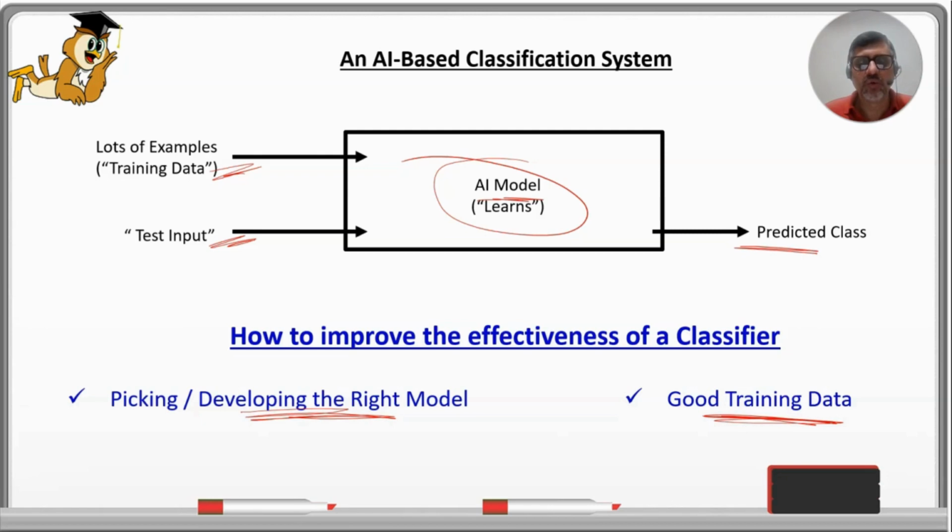So the two ways to improve the effectiveness of the classifier is to either focus on picking or developing the right AI model, or focusing on getting good training data, ideally doing both. I mean, it's not one or the other. You have to do both of these things to build a good classifier. So this is what you can do, and going forward these are going to be the things that we are going to focus on.